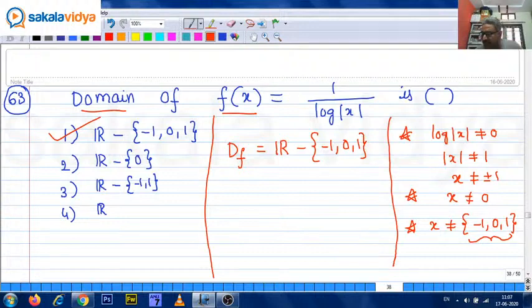Thank you. Why not 0? Why not 0 means if you put 0, log 0 is not defined.